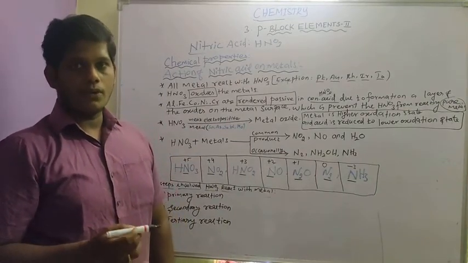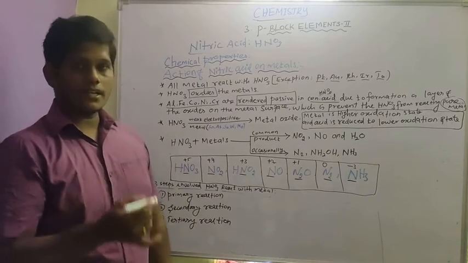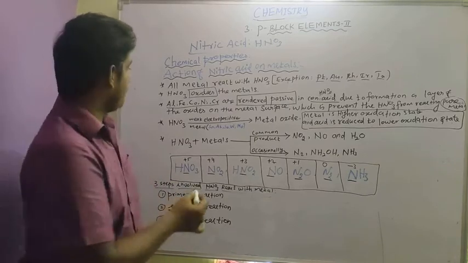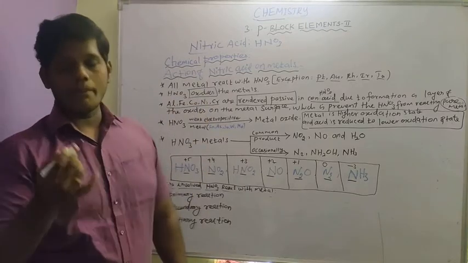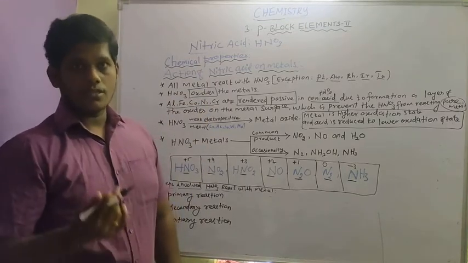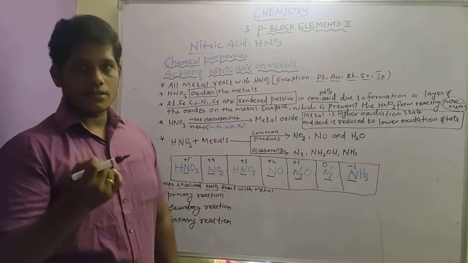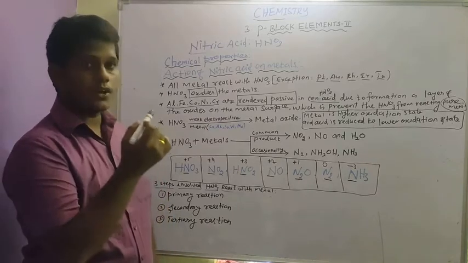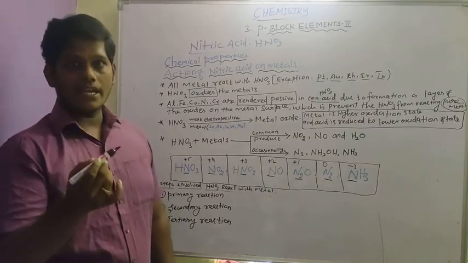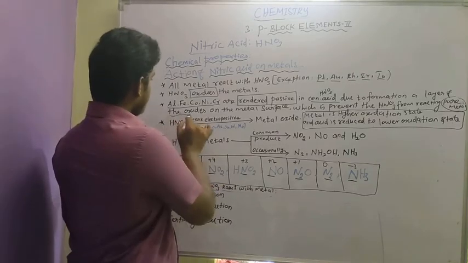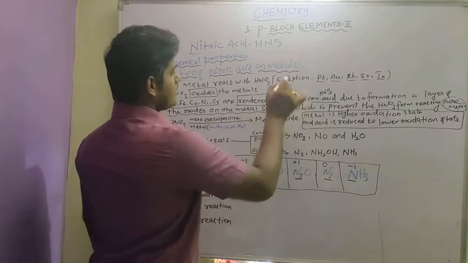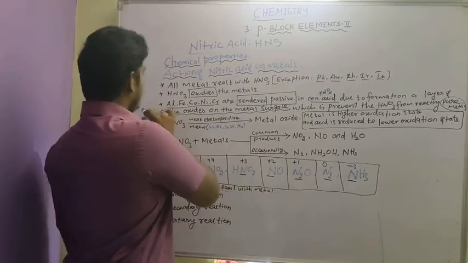So more important: why does concentrated nitric acid not react with aluminium, iron, cobalt, nickel, or why are they rendered passive? That is a question. A single word answer, very simple: the formation of an oxide layer on the metal surface. It is a more important question.